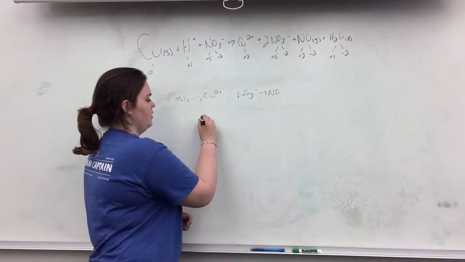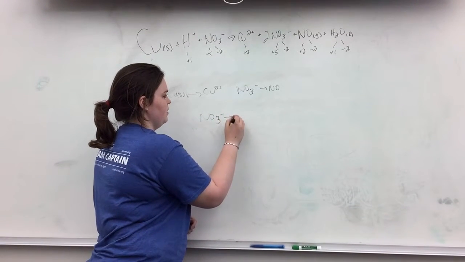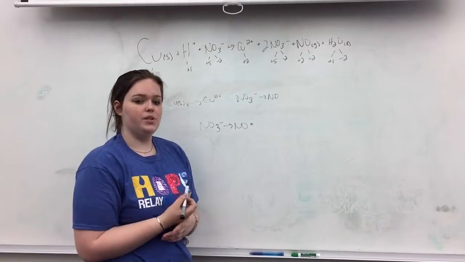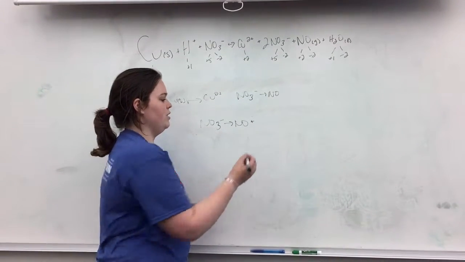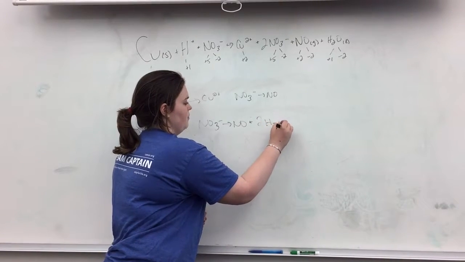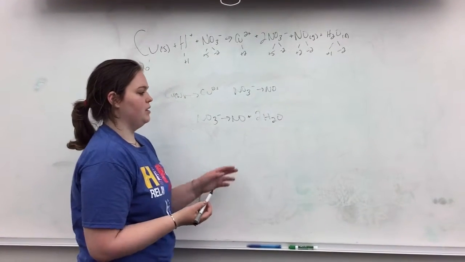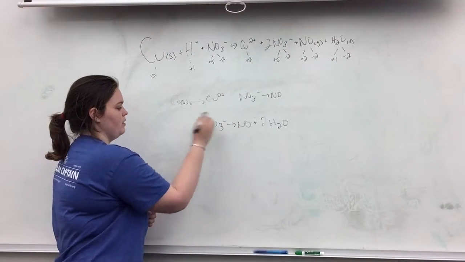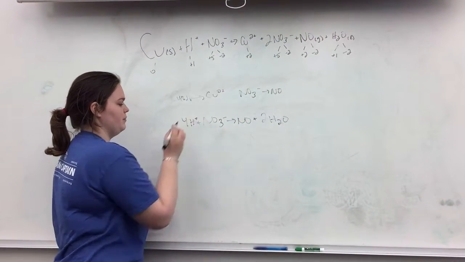So what you're going to do is write NO3- yields NO, and then add the number of water molecules that you need in order to balance the oxygen. So that would be 2 in this case. From here, you'll balance the hydrogen. So you have no hydrogen on this side, and you have 4 on this, so you can write 4H+.